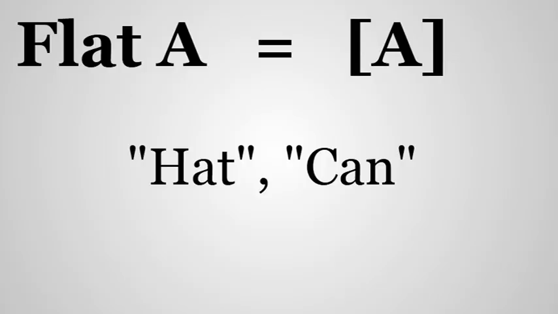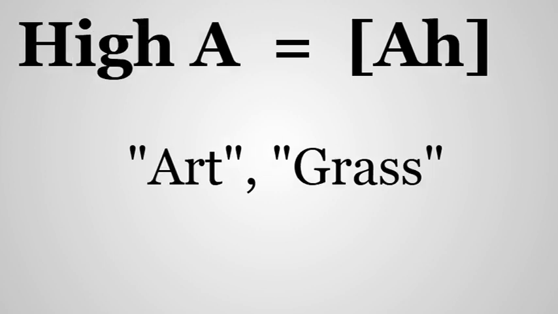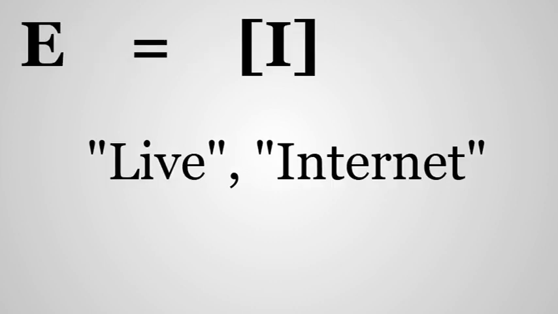The flat A sounds like eh. This is roughly the same as the A in hat and can, especially when pronounced in American, like hat and can. Eh. The high A sounds like ah. This is roughly the same as the A in art and grass. Ah. The E sounds like E.